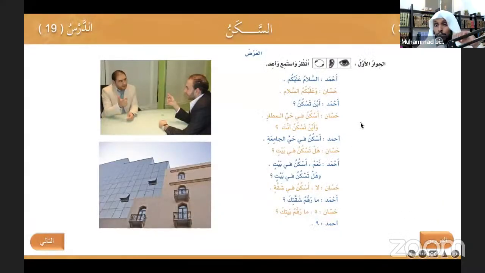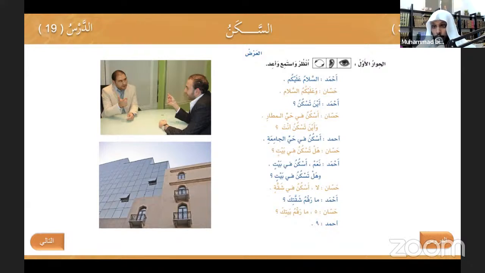Okay, we have أين تسكن. Okay, so here we have a new word called, no, sorry, it's not a new word. We've done أين before. But here we have a new use of أين, which is أين followed by a verb. Okay, before it was always followed by a noun.